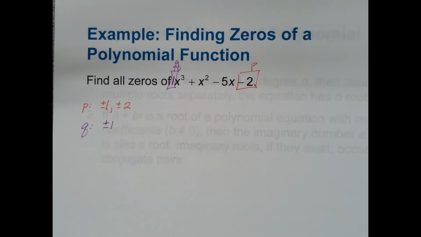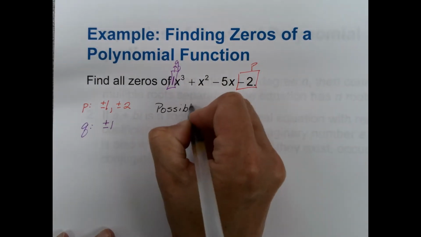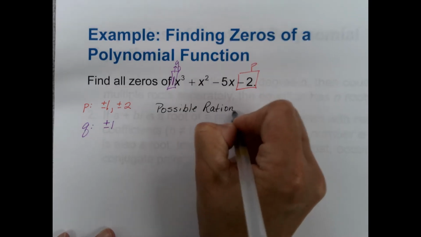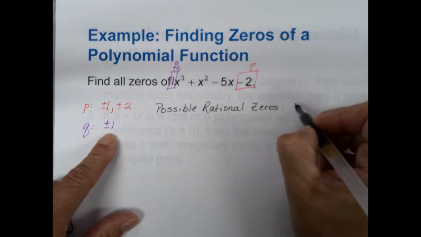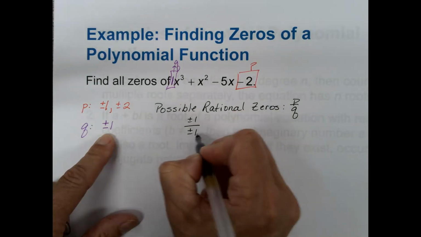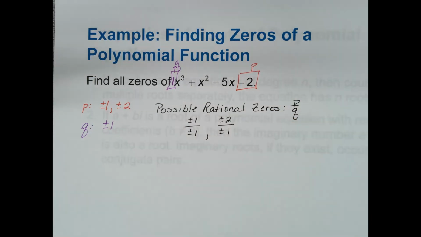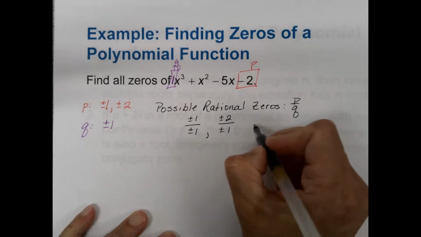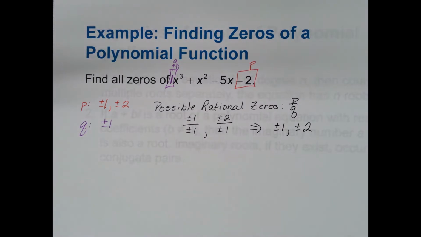Any questions so far? Great. So my possible rational zeros will be plus or minus 1 over plus or minus 1. So remember, we take P's over Q's. Plus or minus 1 over plus or minus 1. And then plus or minus 2 over plus or minus 1. Which simplifies to only plus or minus 1 or plus or minus 2. So right now, there are only 4 possible rational zeros. Any questions on how we got this list?